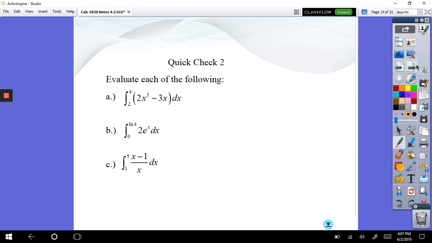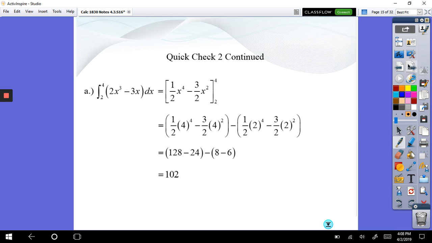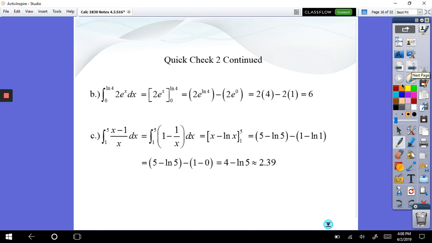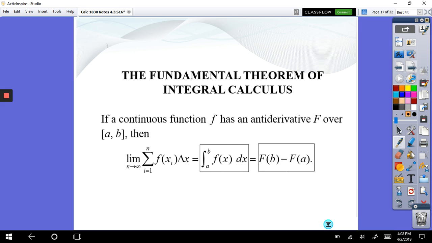Okay, so these quick checks, I am not going to work those out for time's sake. But if you want a little extra practice and want to know the answers, there's number 1, 2, and 3. Feel free to pause as needed.